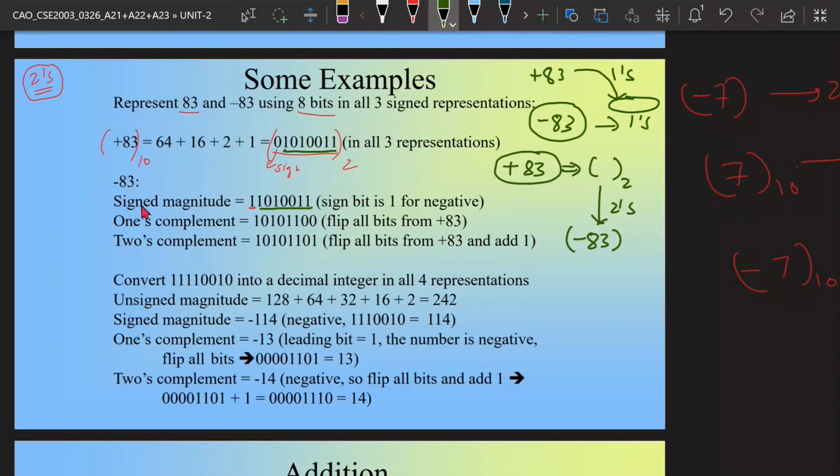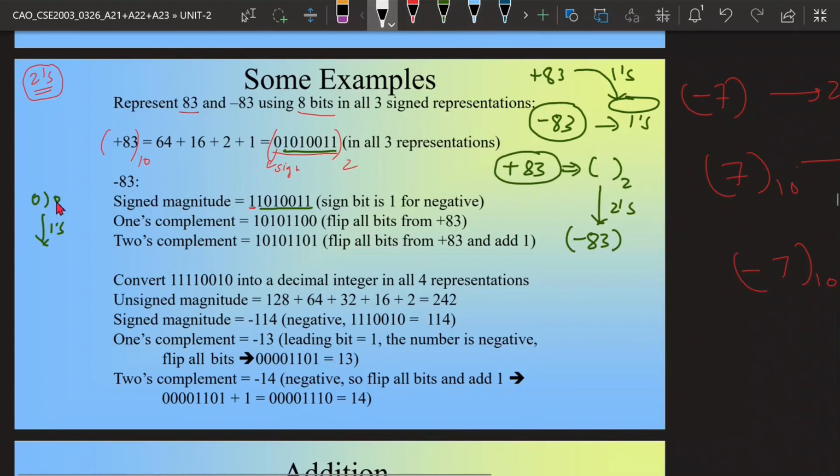Similarly, in the case of sign magnitude, the only change is that the sign bit is changed. Instead of 0, we write 1. In ones complement, whatever binary representation is there, we complement each bit to make it ones complement. So ones complement is simple. If 0 1 0 is given, its ones complement is obtained by complementing each bit.